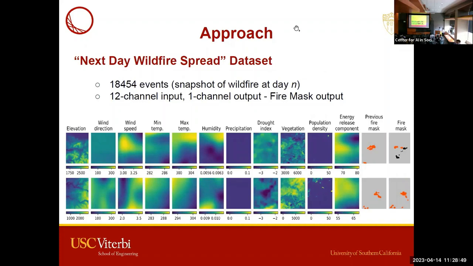There's a data set published by IEEE on next day wildfire spread. It has about 18,454 events, which are snapshots of wildfires at day N, consisting of 12 features, which include elevation, wind direction, wind speed, etc. In our model, we take a 12-channel input that includes all of these features and output a one-channel output, which is a fire mask at day n+1. This fire mask is a probability distribution of where fires could be at day n+1.